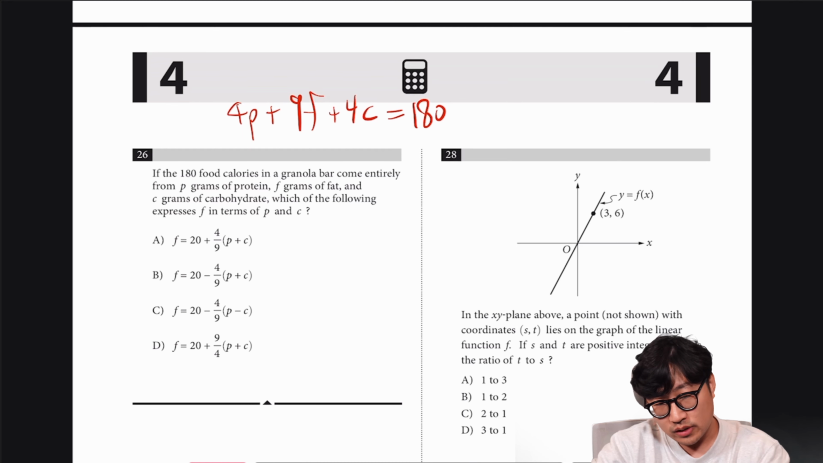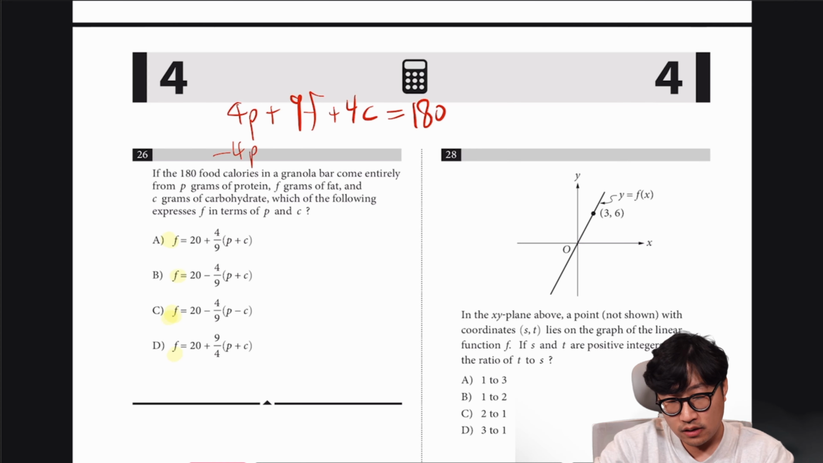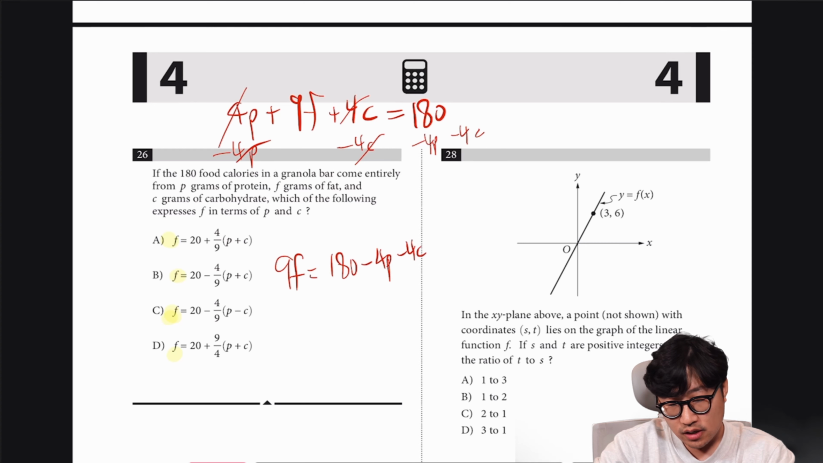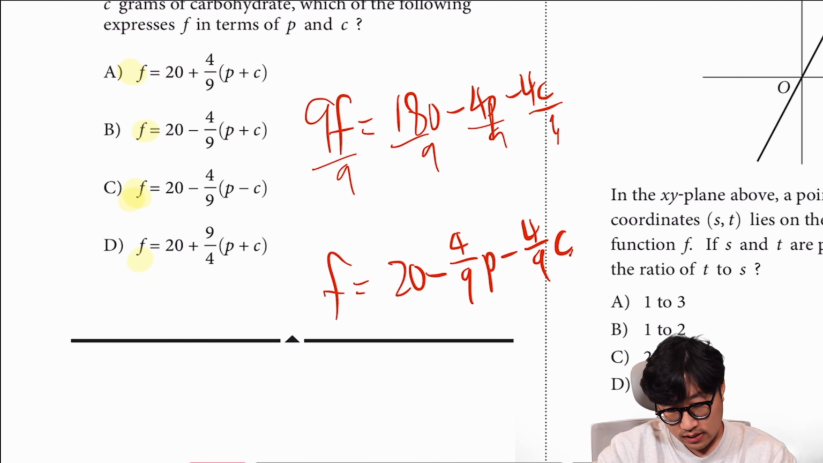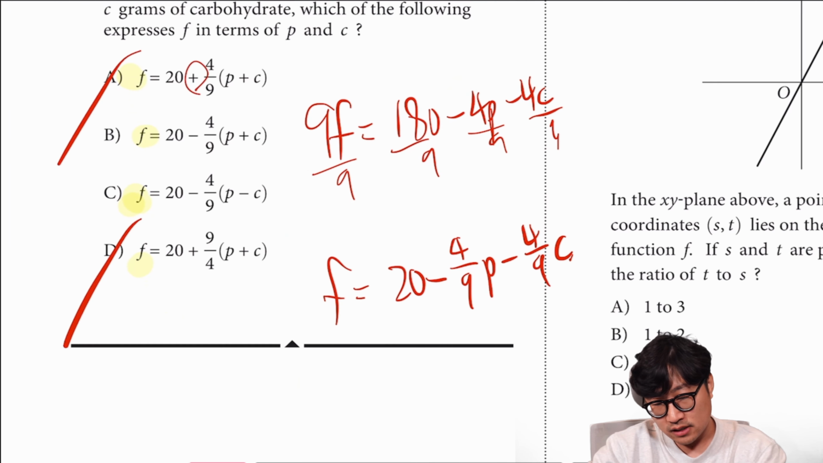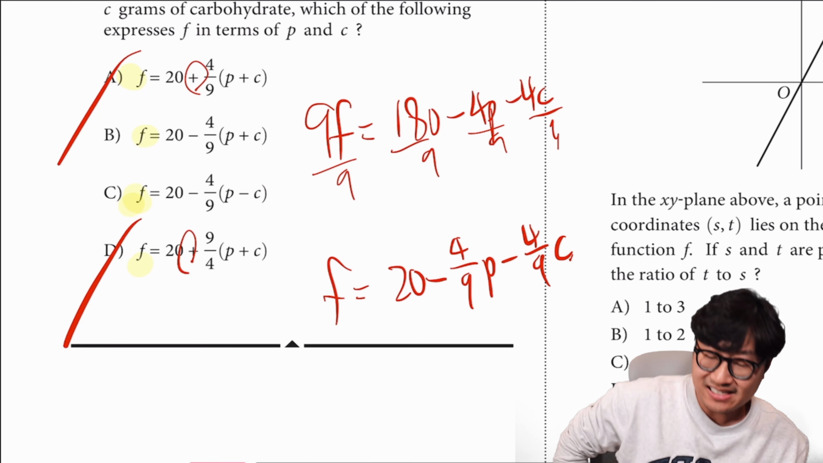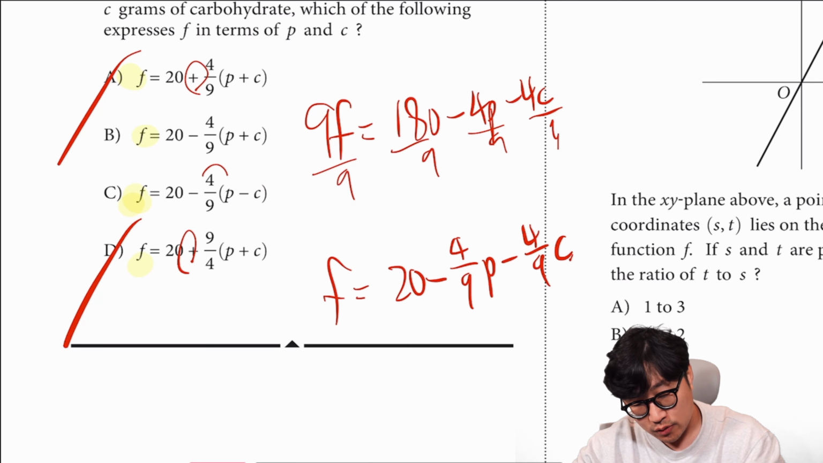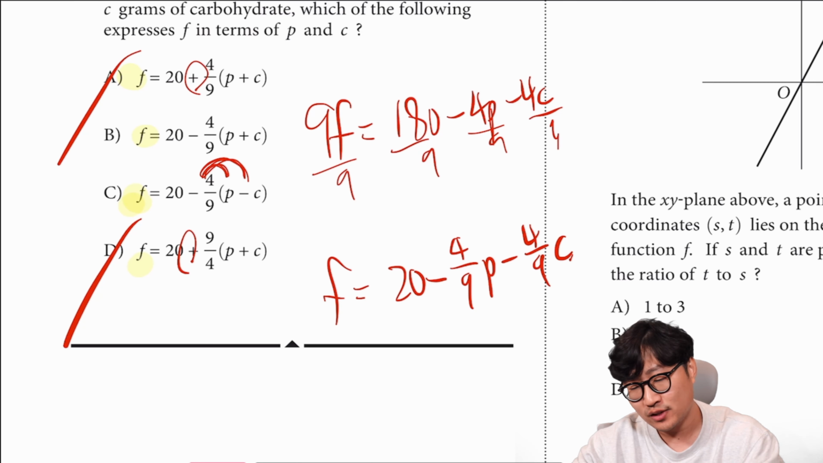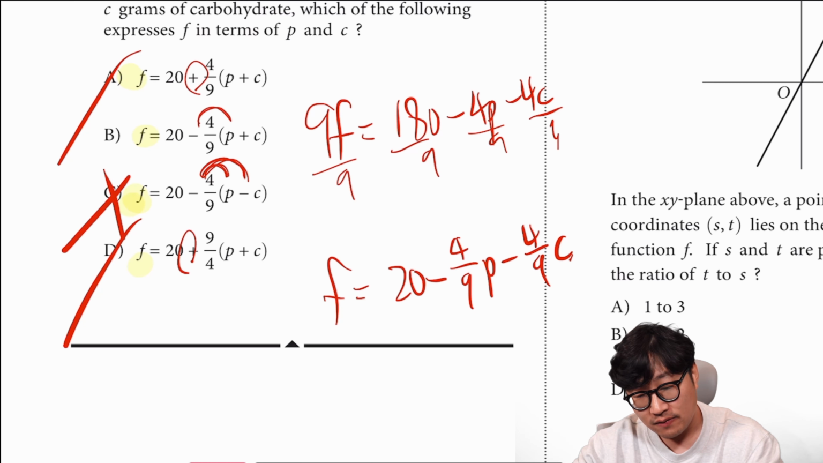Now, if you look at the answer choices, all we're doing is solving for F, right? So we can go ahead and subtract 4P and 4C on both sides. Then that will give you 9F is equal to 180 minus 4P minus 4C. If you just divide by 9 on all of it, you should get F is equal to 20 minus 4/9 P minus 4/9 C. Looking at the answer choices, first of all, D and A are out because it says plus, it should be minus. Between B and C, the only difference is the sign. So just be careful. If you look at C, when you distribute, that's negative, which is okay, but that is positive, which is not okay. If you look at B, that will be negative, and so will that be.